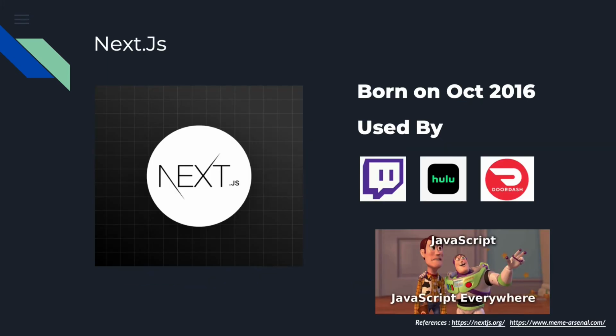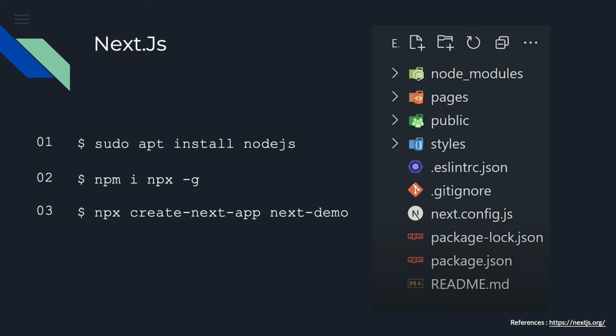Next up on our list is Next.js. Born in 2016, Next.js is used to build web apps for companies like Twitch, Hulu, and DoorDash. This framework allows you to build a full stack application entirely with JavaScript, and thus it is a part of the JavaScript everywhere paradigm. To get started with Next, first you need to have Node.js installed, and then install npx using the npm command. Then by running the create next app command, you will generate a starter project.